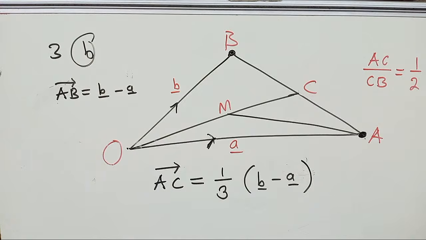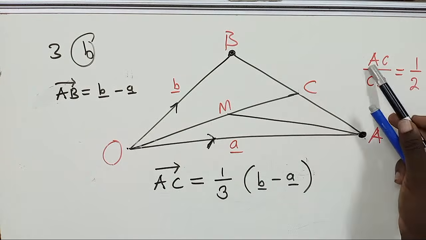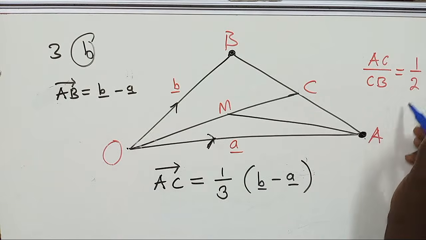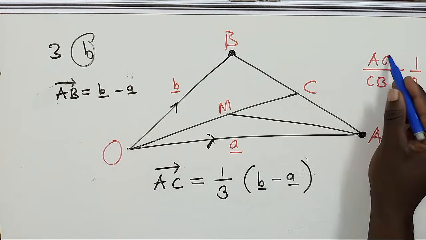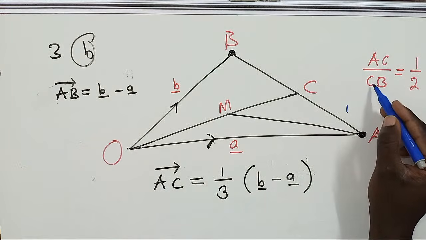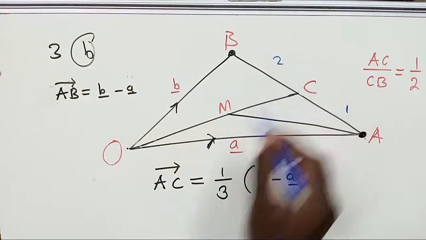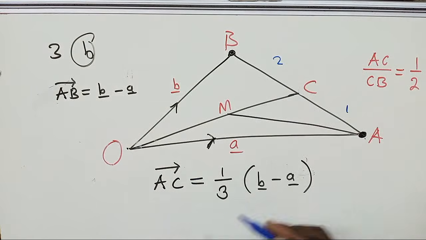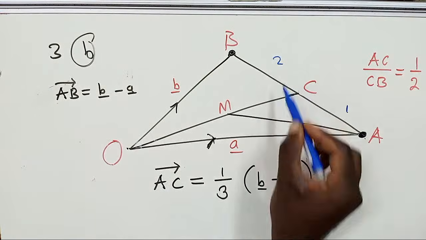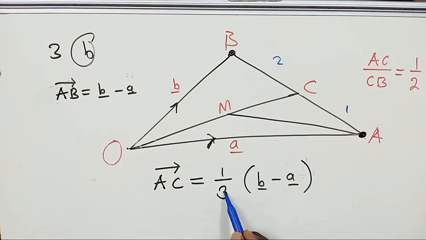This is the solution. So how did I know that this is the solution? We have been given this. If you can see AC, we've been given the ratio. So when you've been given the ratio, you follow the numbers. The number that is on top, straight with AC, is 1, and CB is 2. Excuse me. So you add these numbers. This plus this will give us 3. That's what you'll be writing on your denominator.